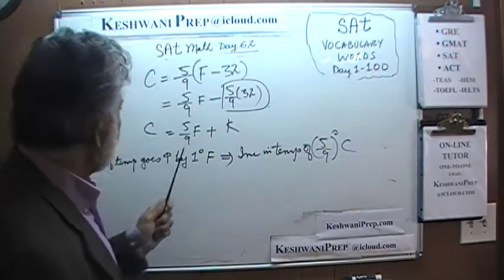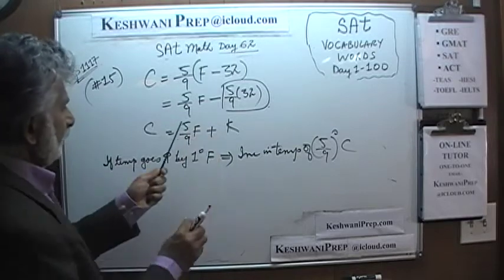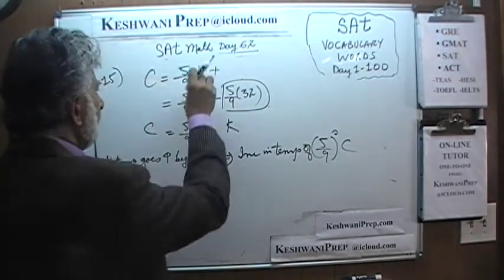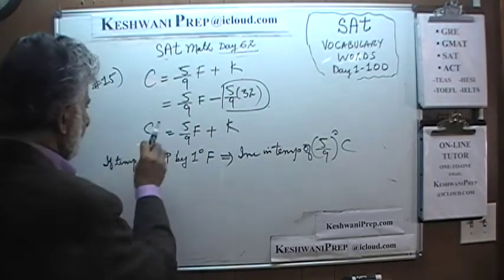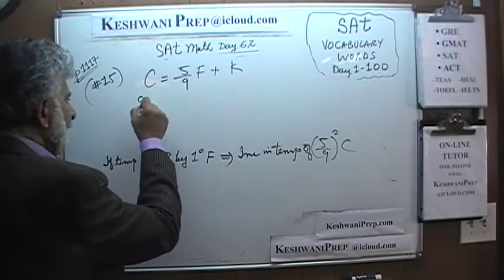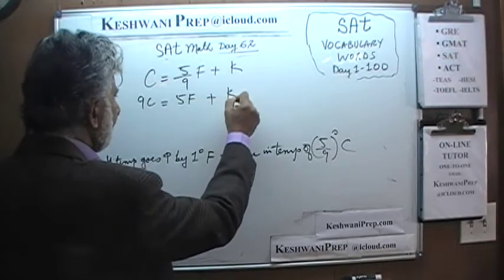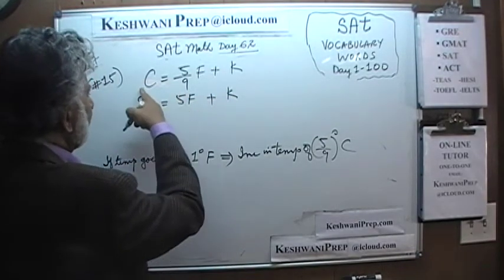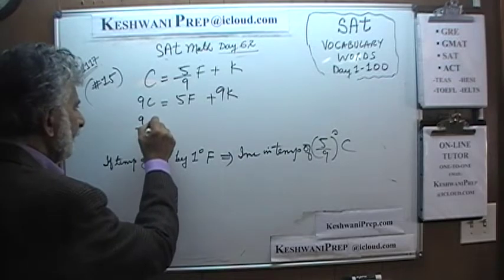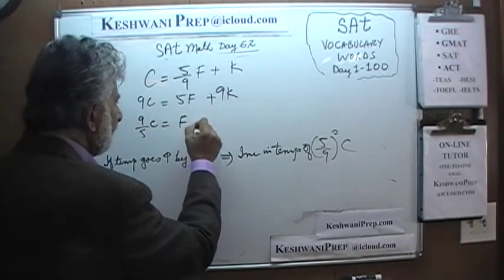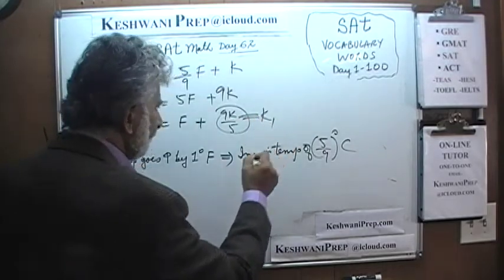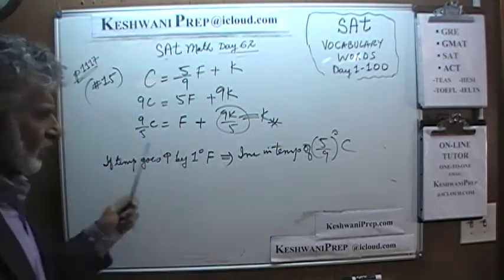Either way, we can interpret this if we change the role of independent and dependent variable. So if we continue with this one, let's put k over here. I'm just going to put down in this format c equals 5/9 f plus k. And if we work on that equation, let's multiply the entire equation by 9, so we're going to get 9c equals 5f plus 9k. Now divide by 5, so we're going to get 9/5 c is equal to f plus 9k/5, which I'm just going to call some other constant, some new constant. Again, constant is not what we're worried about.